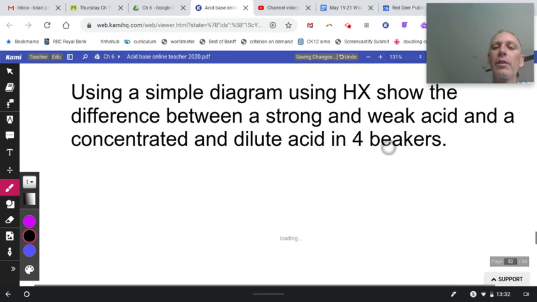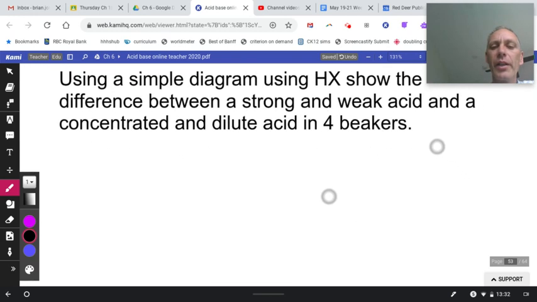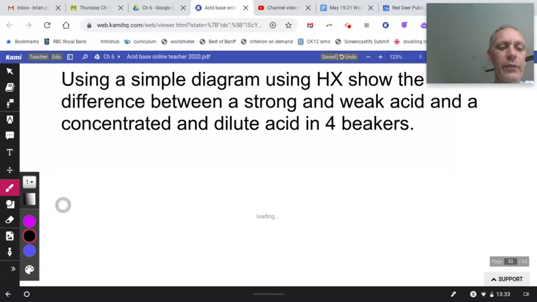Okay, so the last part of this lesson is a little bit of a thinking exercise. It's visualizing the difference between all of these. So using HX, which is going to be our acid, show the difference between strong and weak acid and concentrated and dilute in 4 beakers. So I will draw out 4 beakers.